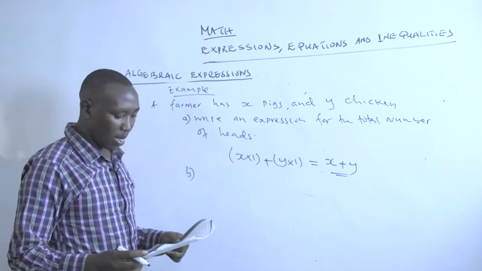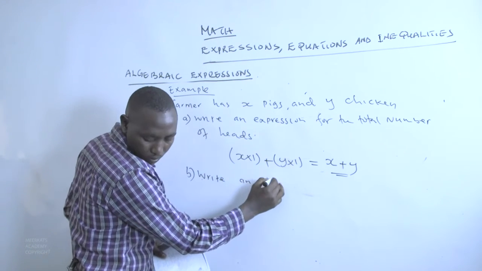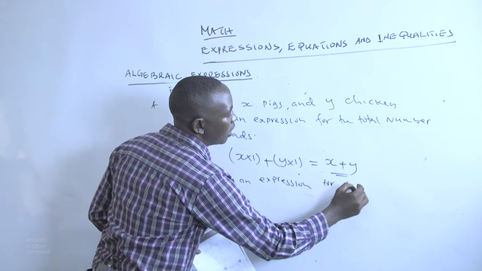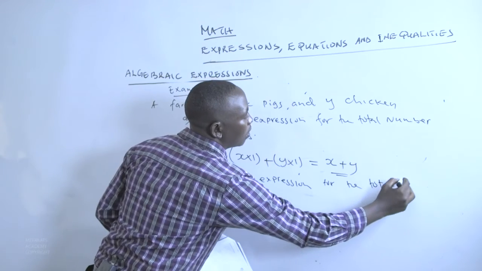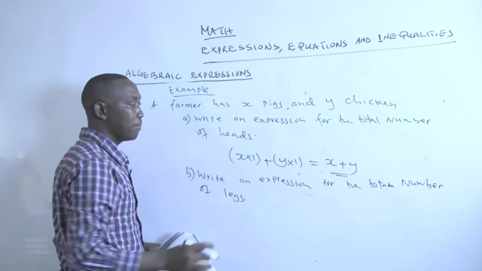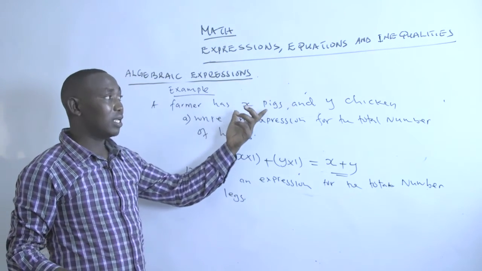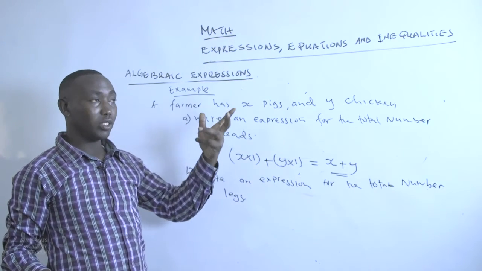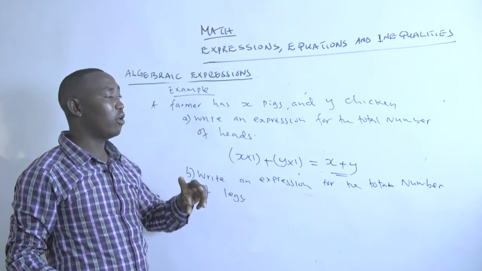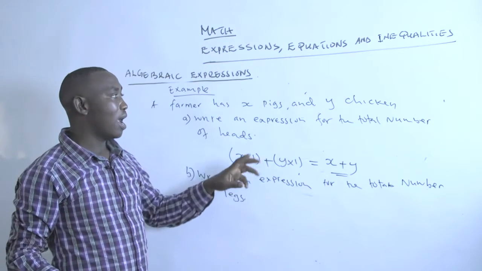Part B of the question, write an expression for the total number of legs. It is important for us to understand the structure of pigs and chickens. A pig has got 4 legs, that is the 2 front legs and the 2 hind legs, a total of 4 legs per pig. Then a chicken has got only 2 legs.